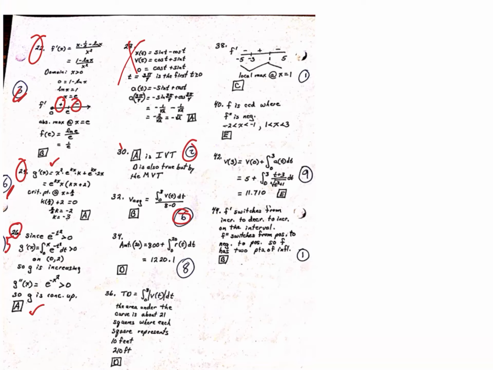32, we had 6 people looking for help. That average value is looking at integrating velocity from 0 to 8 and then dividing by 8 minus 0. That would be the same as that change in position over change in time. So that was 32. 34 had 8 people asking about it.